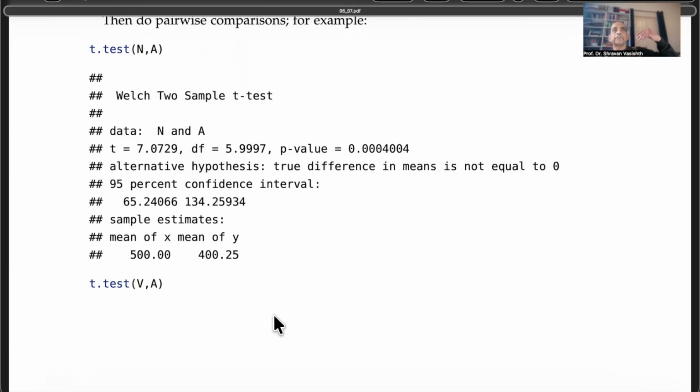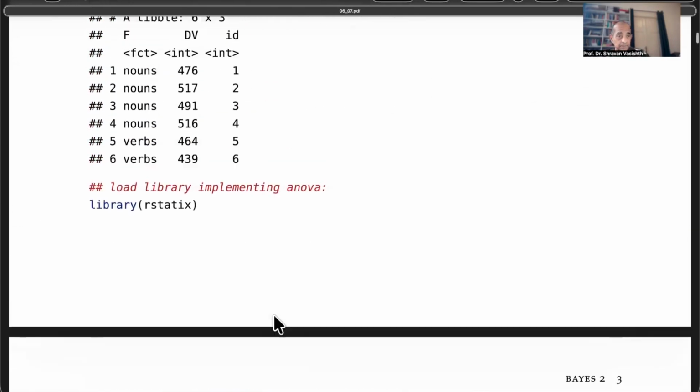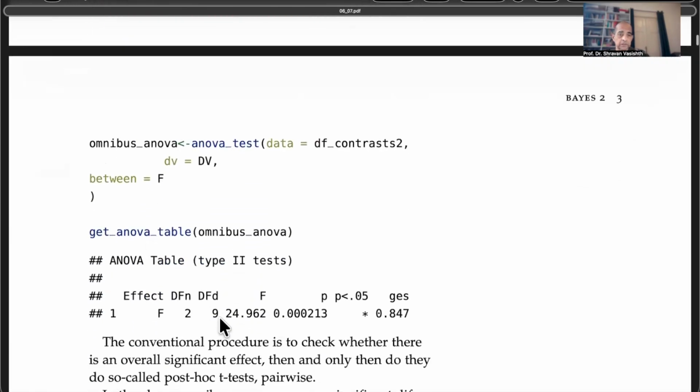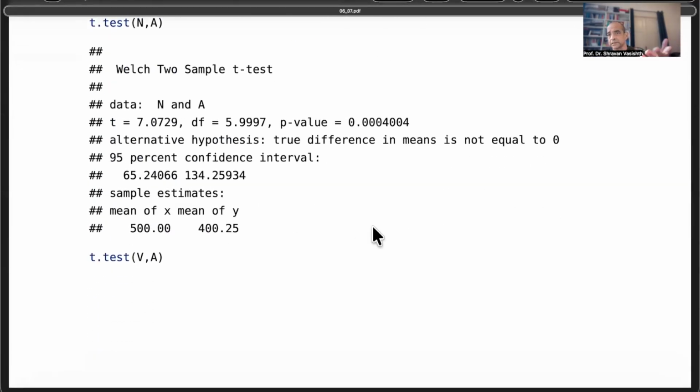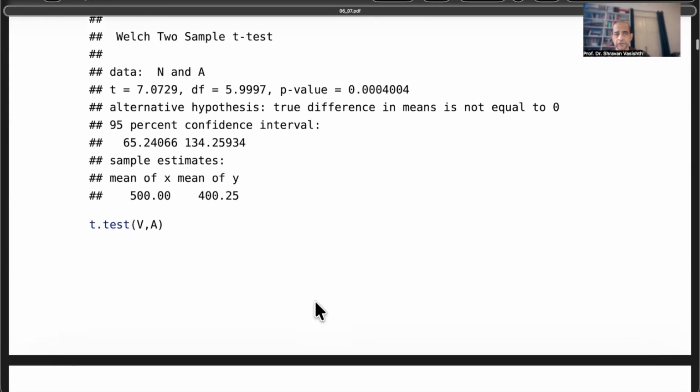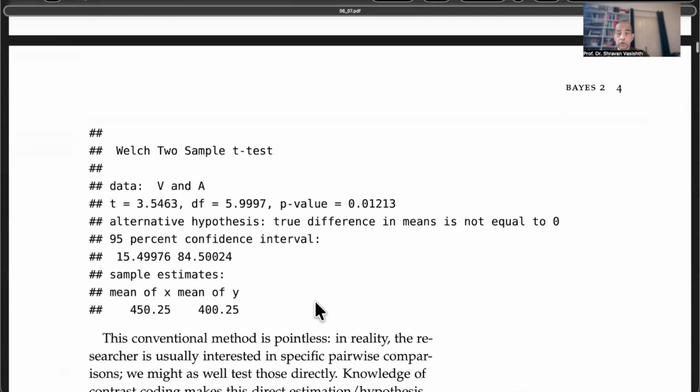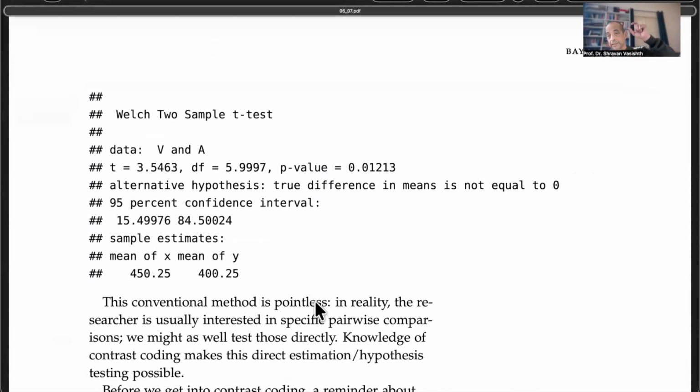So the logic is that if you don't get any significant effect in the omnibus ANOVA, right? So this, where was it? If the omnibus ANOVA had shown us a p-value larger than 0.05, then I would not do those pairwise t-tests. But I don't need to do the omnibus to check whether I have evidence against the null for the theoretically interesting comparisons or not, right? So I would just directly do those. And so contrast coding in the linear mixed modeling framework gives you that capability.